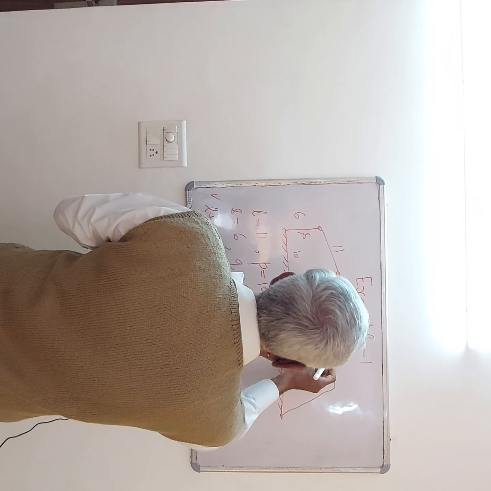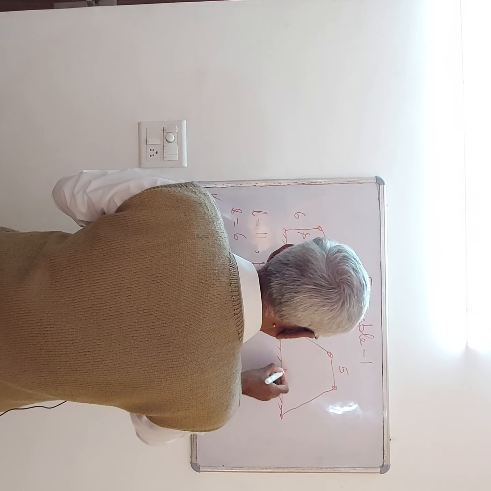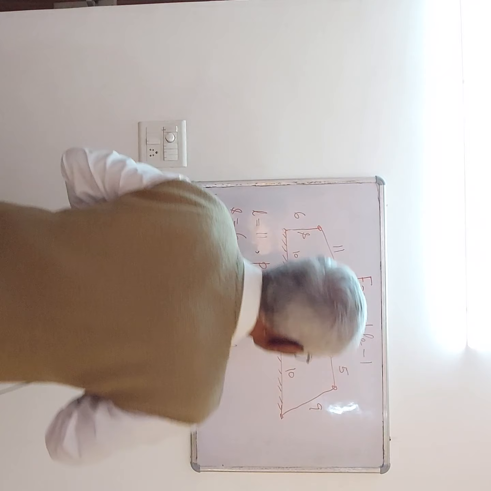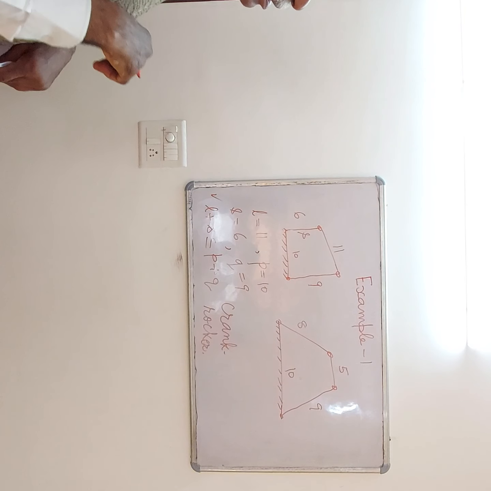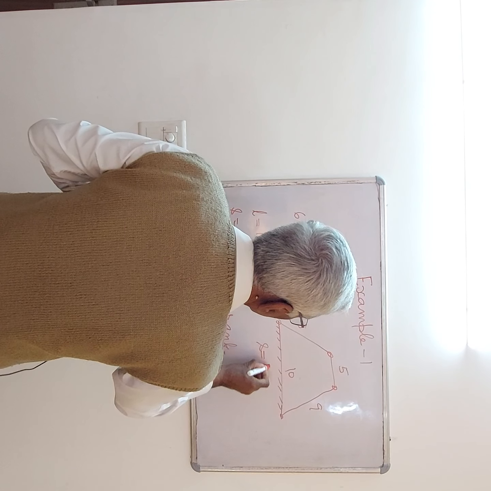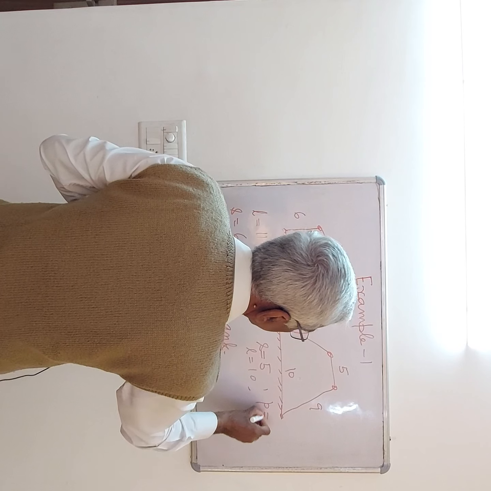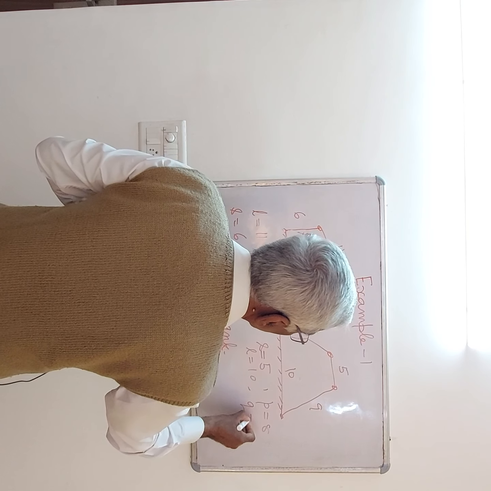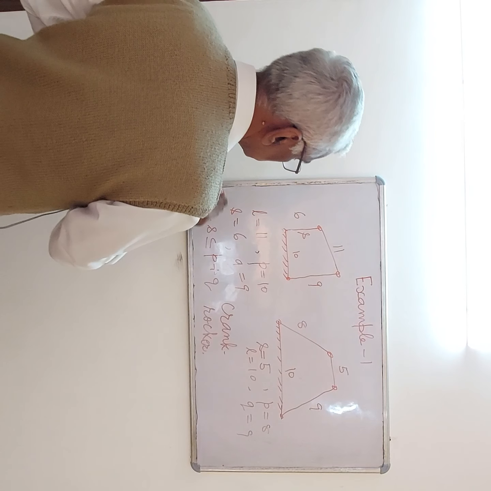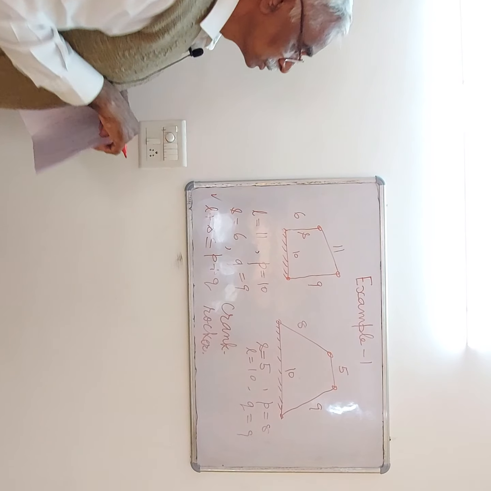This is the frame and this is the coupler, given as 5 centimeter. This is 10, 8 and this is 9. Find the nature of the mechanism. L plus S: S is equal to 5, L is equal to 10, P is 8, Q is 9. So the condition is satisfied. The condition is L plus S is less than or equal to P plus Q.